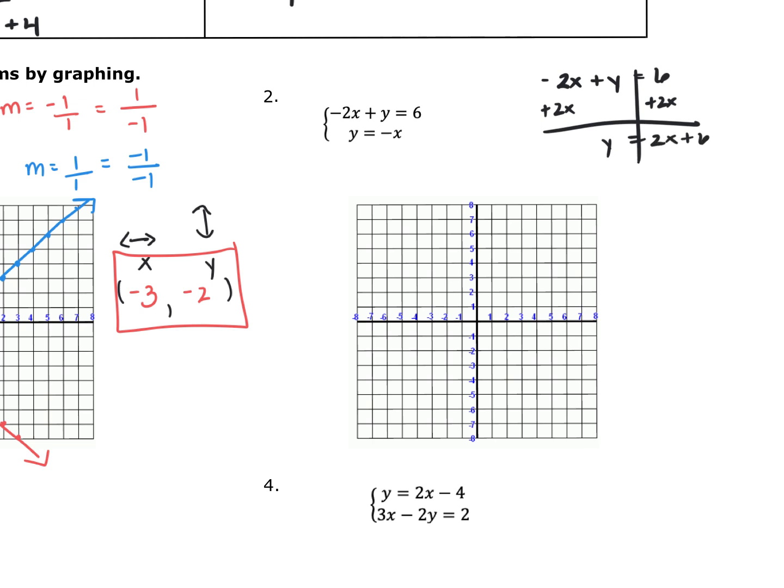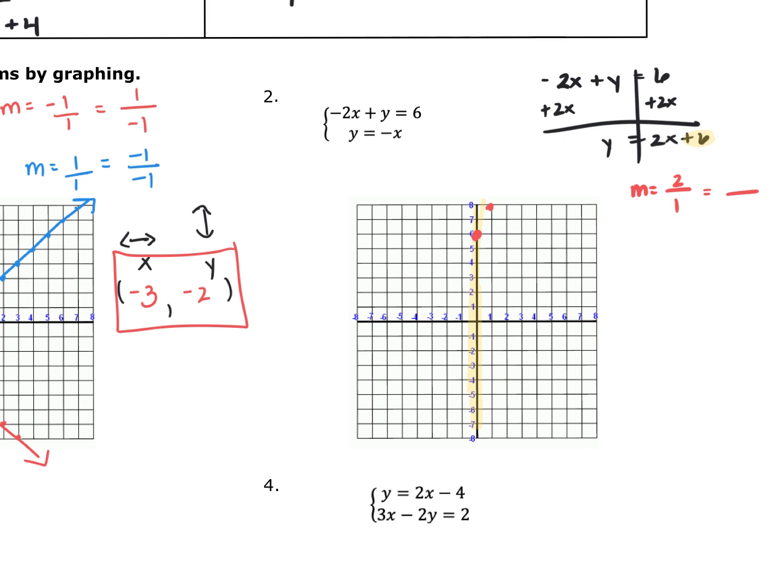So we can go ahead and graph that one right away. I'm going to start with this positive 6. I'm going to start on my y-axis, so my first dot goes on my positive 6. And then from there, it's a positive 2, so I'm going to go up 2 over 1. I'm going to go up 2 over 1.